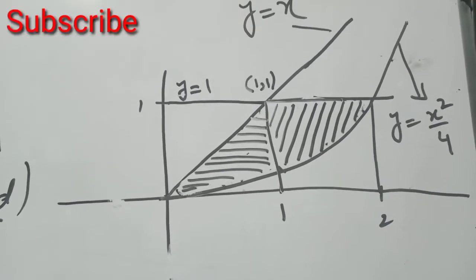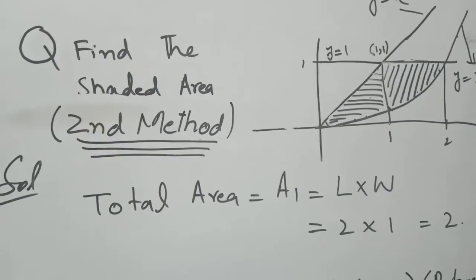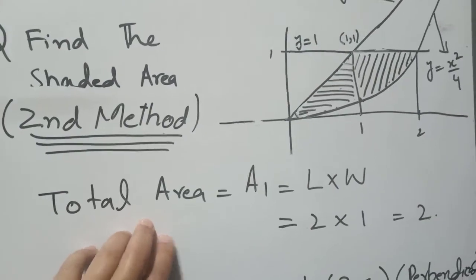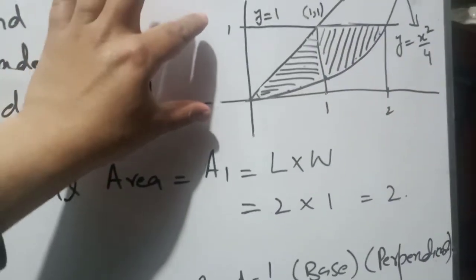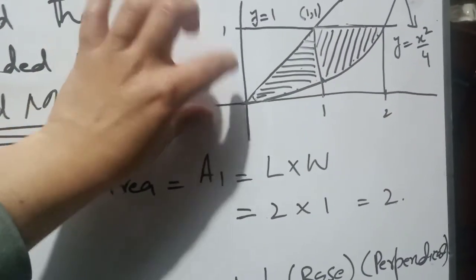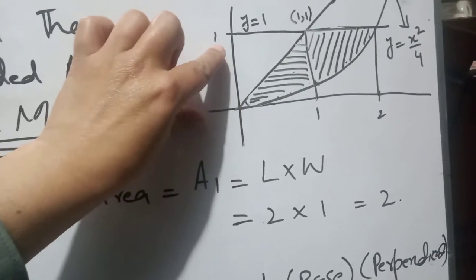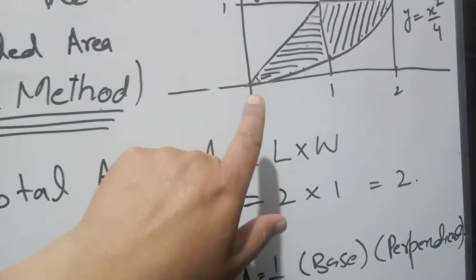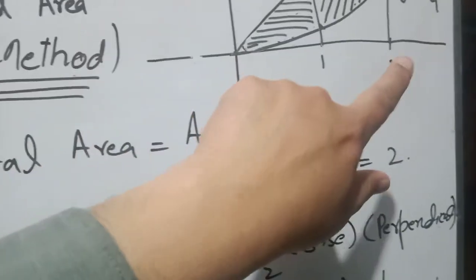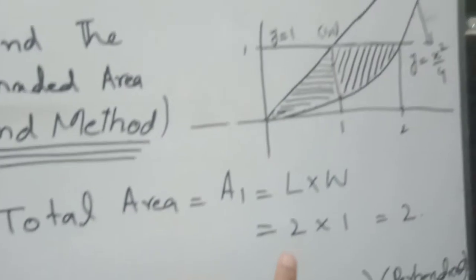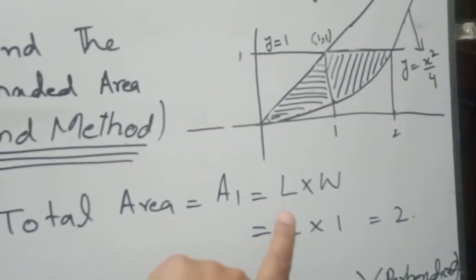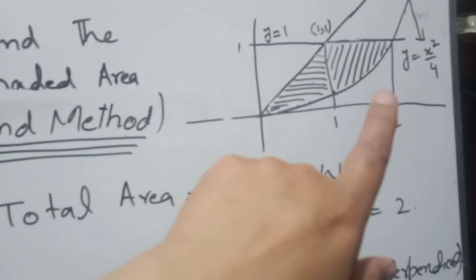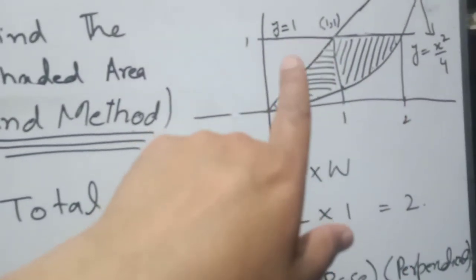So let me show you the three areas. Here is the total area, which is basically the area of the rectangle. The width is from 0 to 1, so this length is 1, and this side from 0 to 2 has total length 2. The area is length times width, so we get 2, the total area. Now we have to subtract this blank area and this blank area.